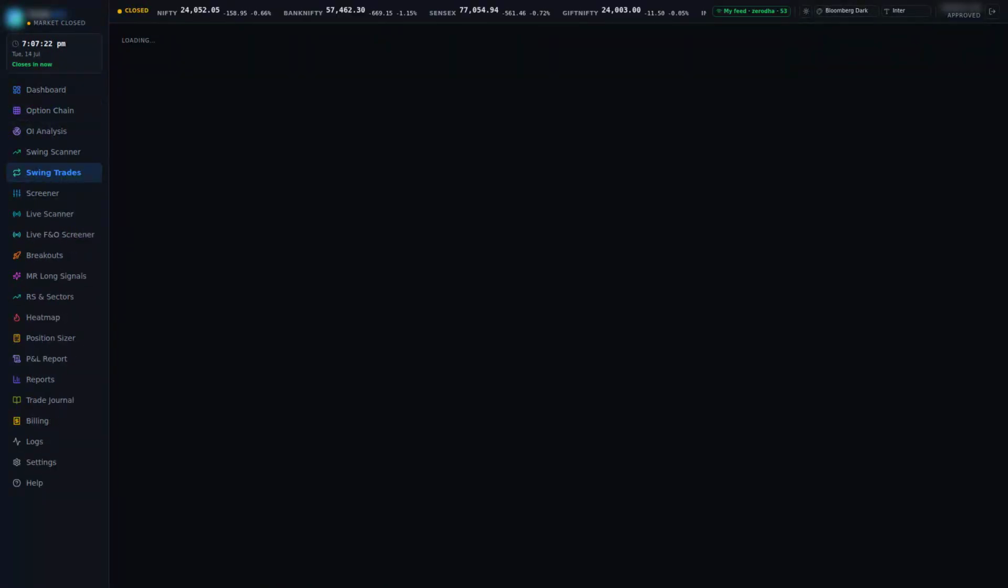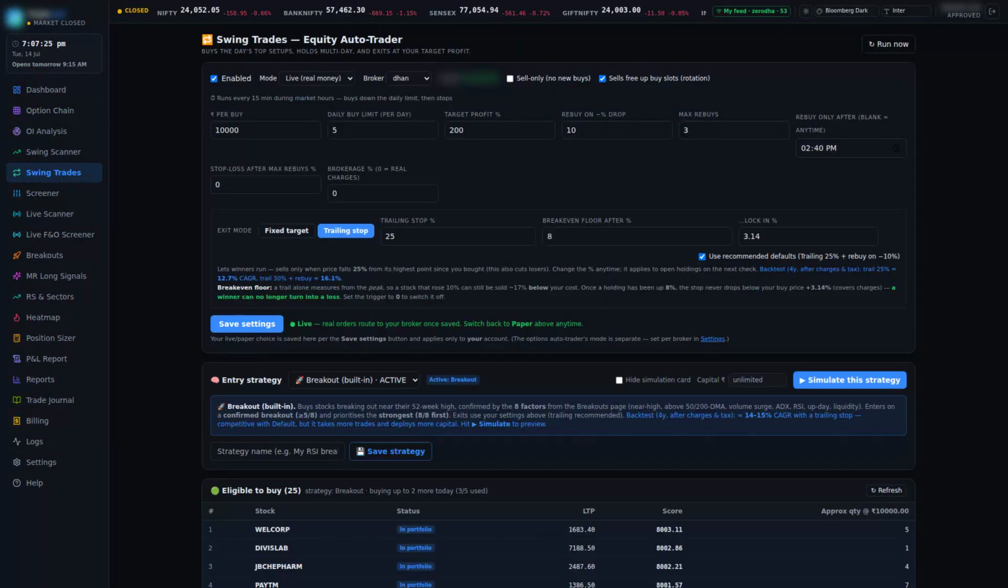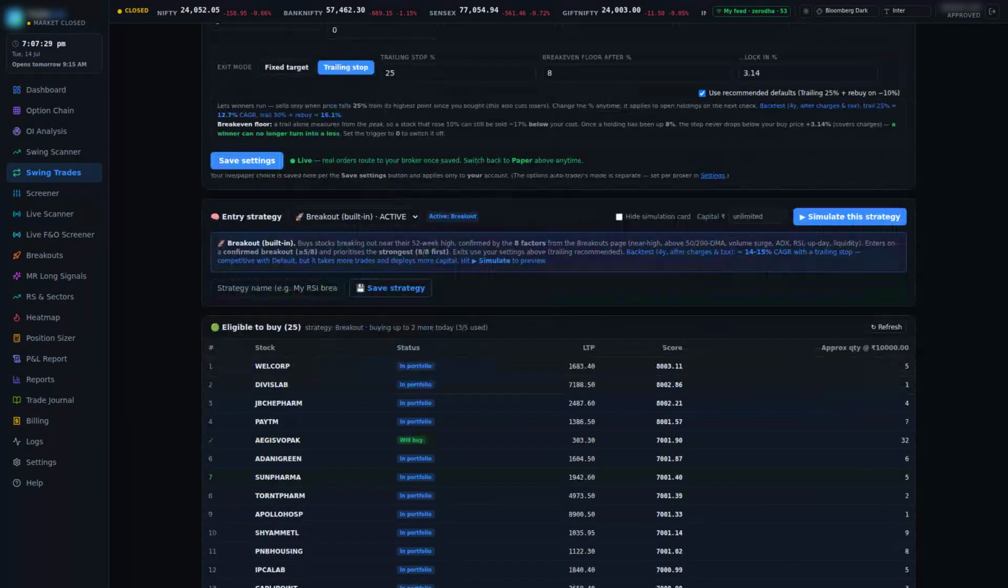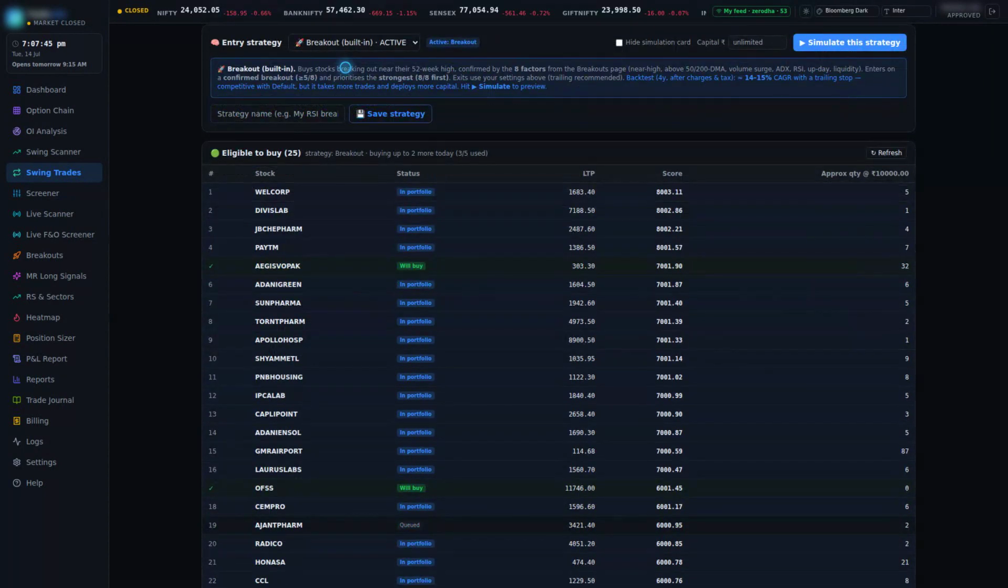The swing trader buys the day's strongest setups and holds them for days or weeks. You set the rules: how much per trade, how many a day, and how you exit. The trailing stop matters most. It lets a winner run instead of capping it. And once a stock is up 8%, the stop never drops below what you paid, so a winner can no longer turn into a loss.